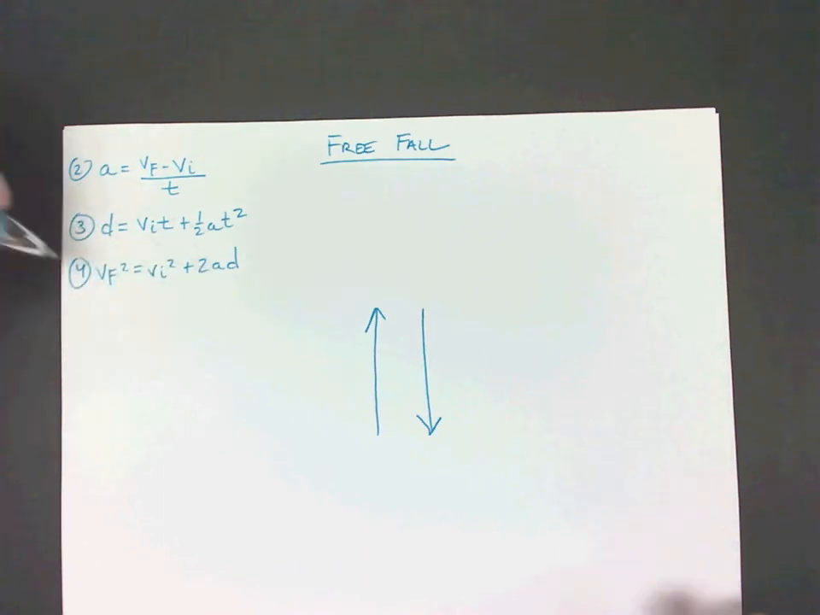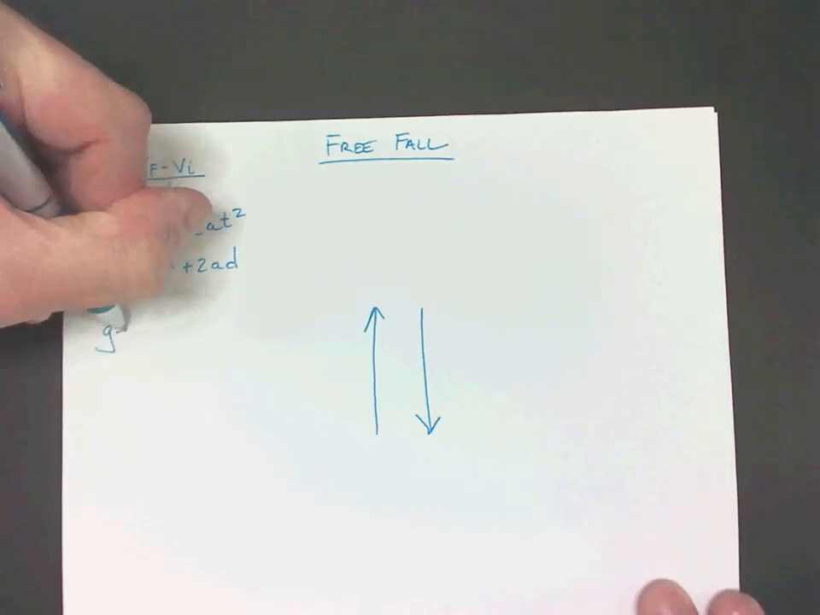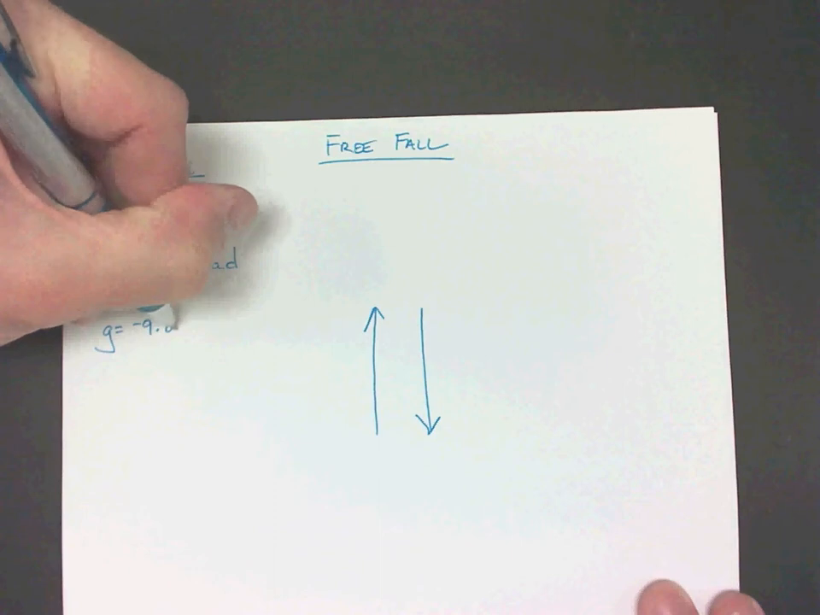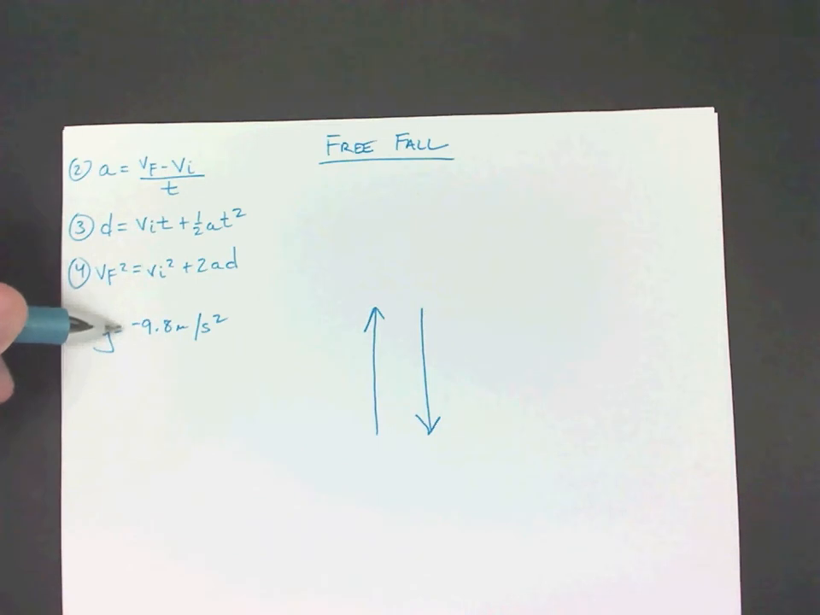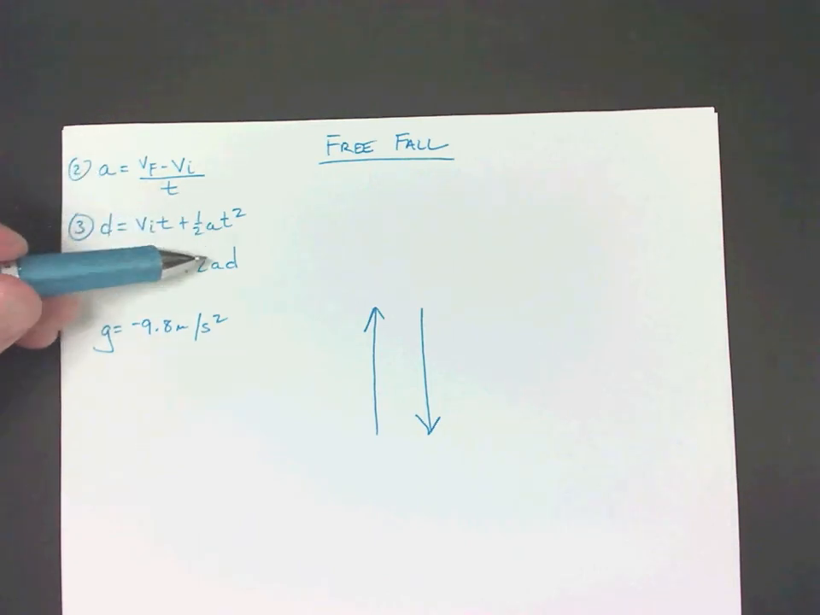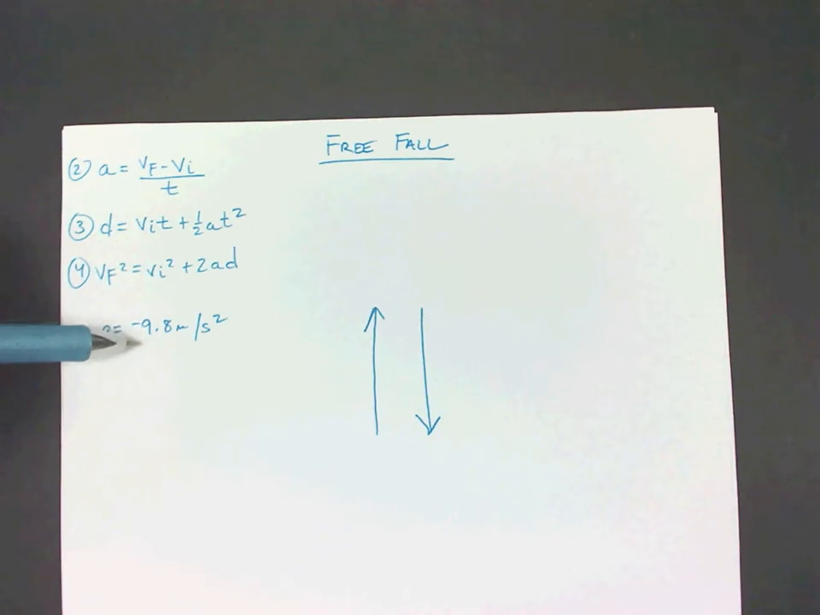If they're in free fall, we know that the acceleration due to gravity is negative 9.8 meters per second squared. So we put the negative sign. I'll show you why in just a second, because it's in the downward direction. Not that it's a negative value, it's just a direction. Down is the negative direction. And so any place in these equations that you see A, you can plug in negative 9.8 meters per second squared for that value, assuming that you're on Earth.